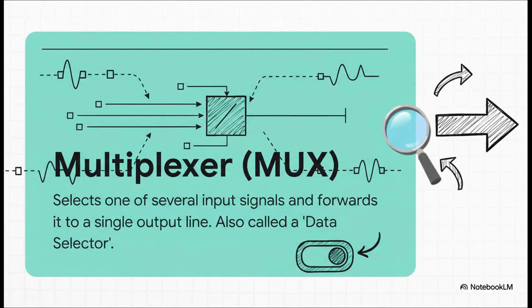And that building block is called a multiplexer, or MUX for short. You can think of it as a data traffic controller. It's a circuit that has a bunch of input signals coming in, but it only lets one of them go through to a single output line. It's literally a data selector.